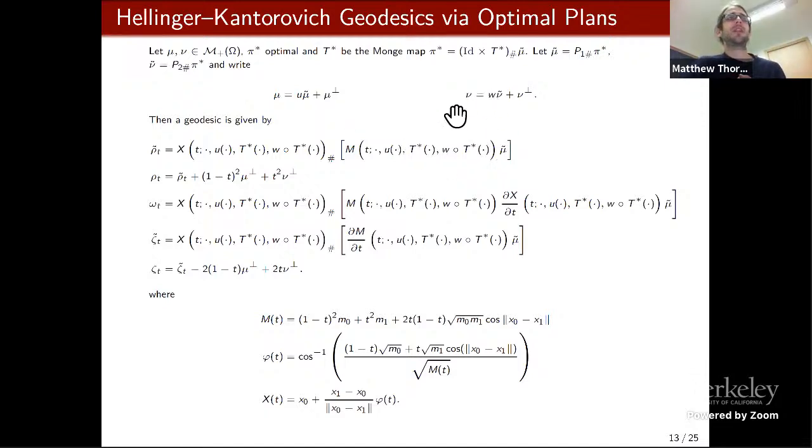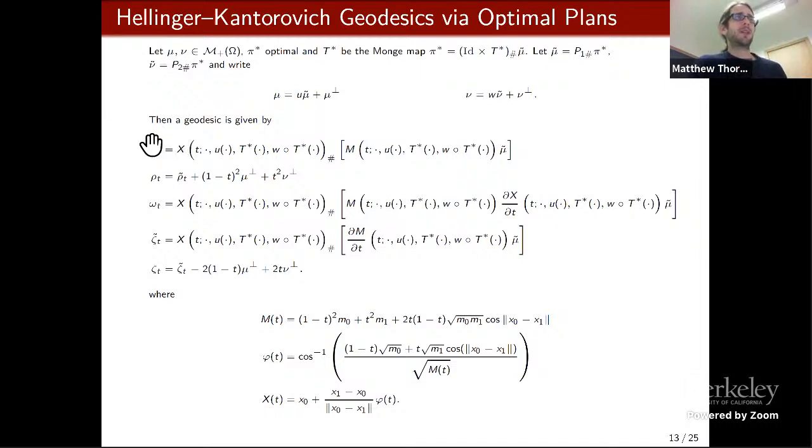Okay, and similarly, my target measure nu, I can decompose into something that's absolutely continuous with respect to my second marginal, and something that's singular. So again, this nu tilde part corresponds to the transport that's arriving from mu, and this nu perp corresponds to mass that's going to be created from nothing.